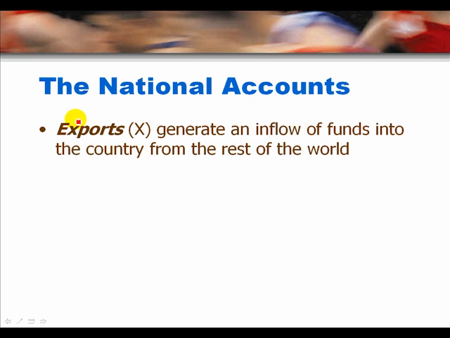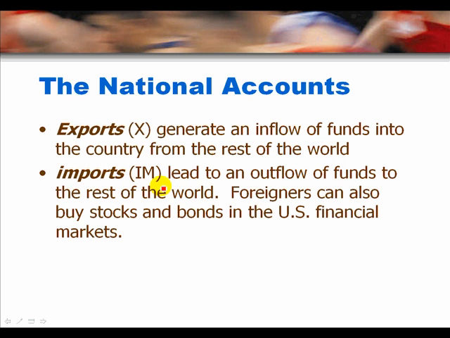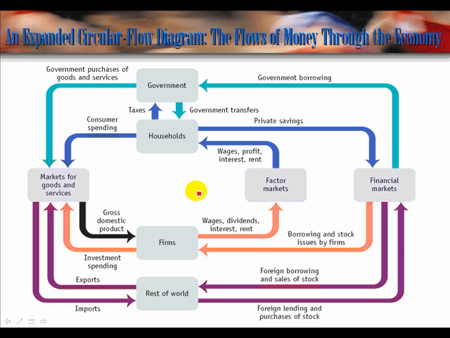And the next player in this market is the foreigners. So when they buy goods and services produced by your economy, they generate an inflow of funds into the country from the rest of the world. So this is the export. And imports, where you buy material goods and services produced in other countries, leads to an outflow of funds to the rest of the world. Foreigners also can buy stocks and bonds in the financial market, which would be an inflow.